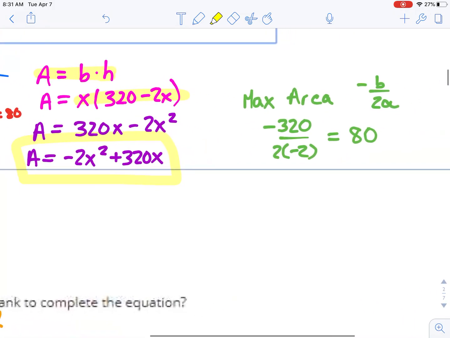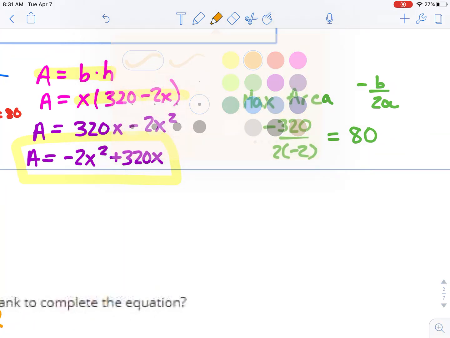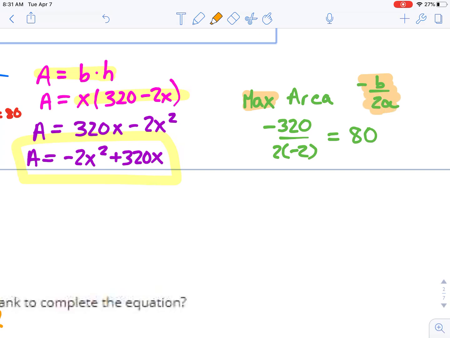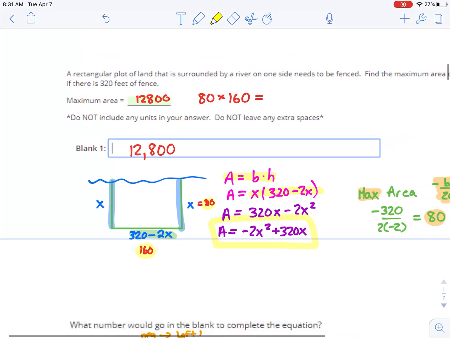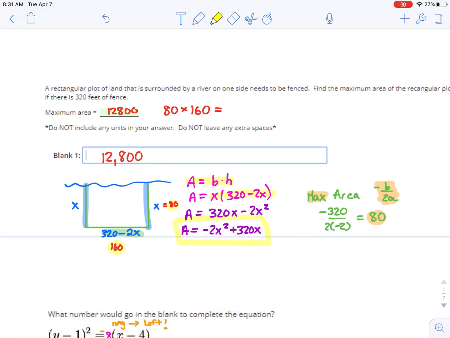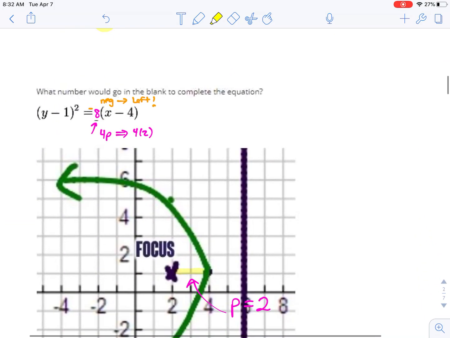And if we multiply our base times height and reorganize it, we get our equation. If we want to maximize this equation, we are going to think vertex for the idea of max. And to find your vertex, it's the opposite of b over 2a. And when you simplify that, you get 80. Coming back to our picture, we know our x is 80, and then plugging in here, we get 160. You have to be careful of what the directions are asking. If they're asking for the dimensions, it would be 80 by 160. If they're asking for the actual area, we are going to multiply 80 times 160 to get 12,800.